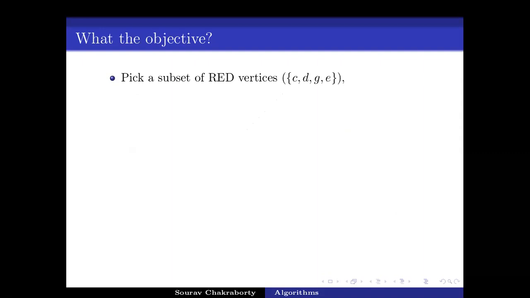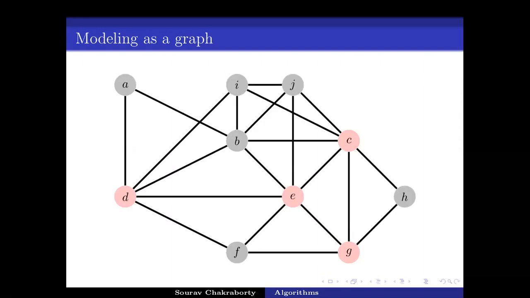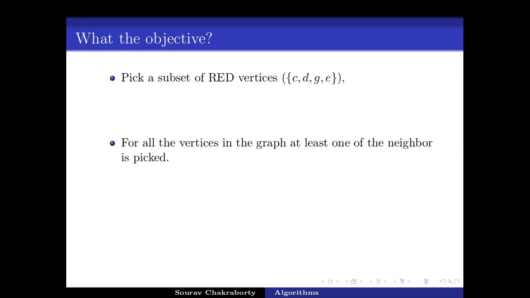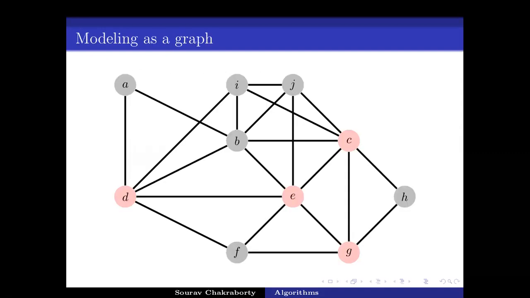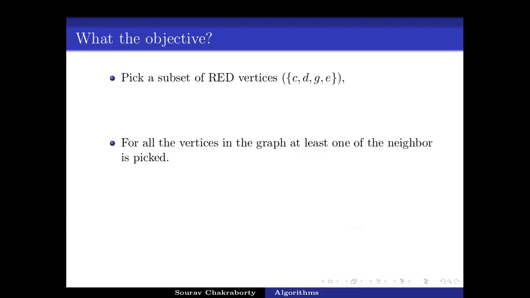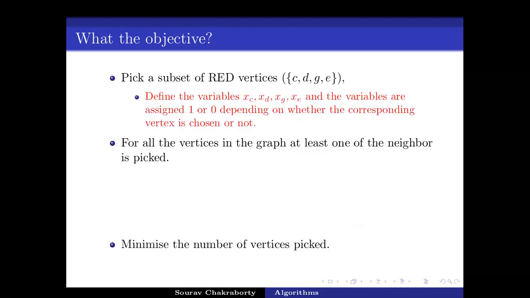So basically the objective is to pick a set of red vertices, these important towers, but we also have to ensure that all these gray colored vertices are connected to at least one of these towers. Otherwise they won't be within 1 kilometer and won't get good internet connectivity. Is that okay? Yes, sir. Good. And obviously you want to minimize the number of vertices picked.